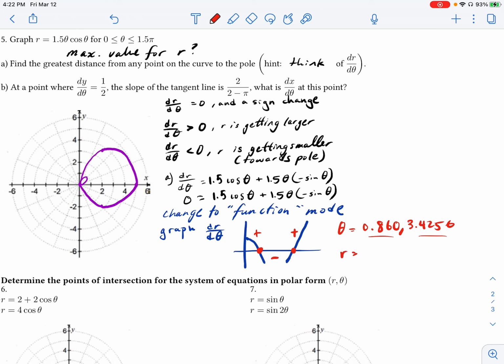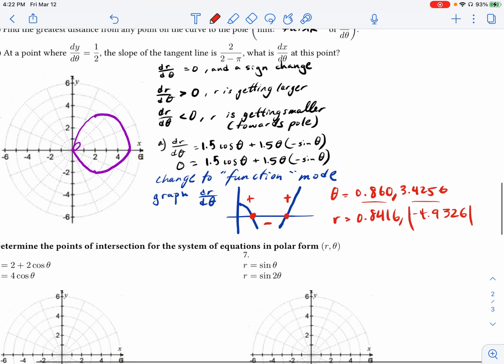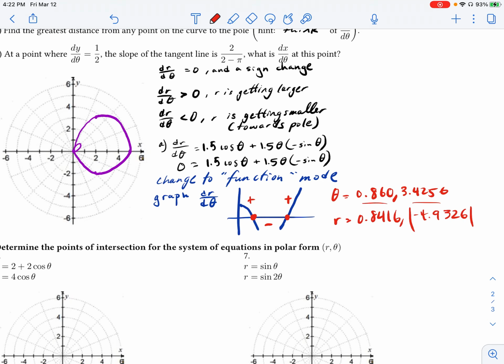So punch those in, and you should get the following. r is equal to 0.8416. And when we evaluate r at 3.4256, what does that give us? It's going to give us a negative value, but that's fine. Since we're concerned with the largest distance, we don't care if it's positive or negative. So we can even say the absolute value here. And we see that the largest distance away from the pole occurs when theta is equal to 3.4256. So this is our maximum value here.